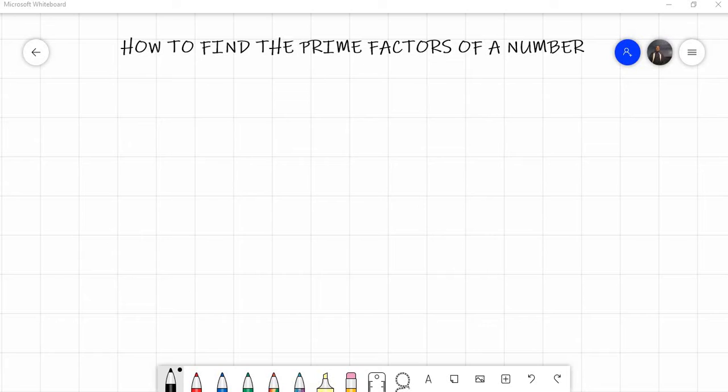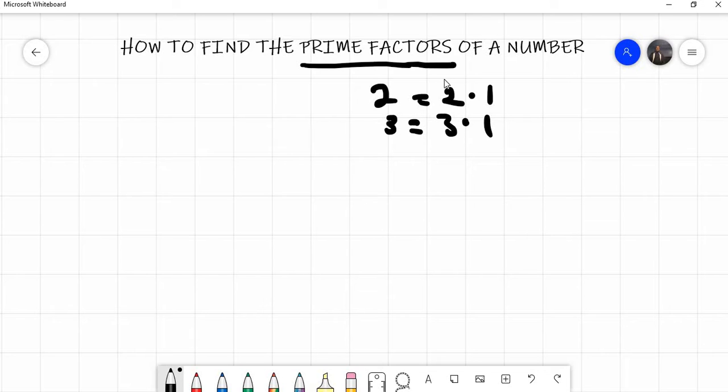As we know, prime numbers are like 2. 2 we can write only as 2 times 1. 3 is a prime because we can write it only as 3 times 1, and 5 is a prime as well, 5 times 1, and so many other numbers. That's what we call prime numbers.